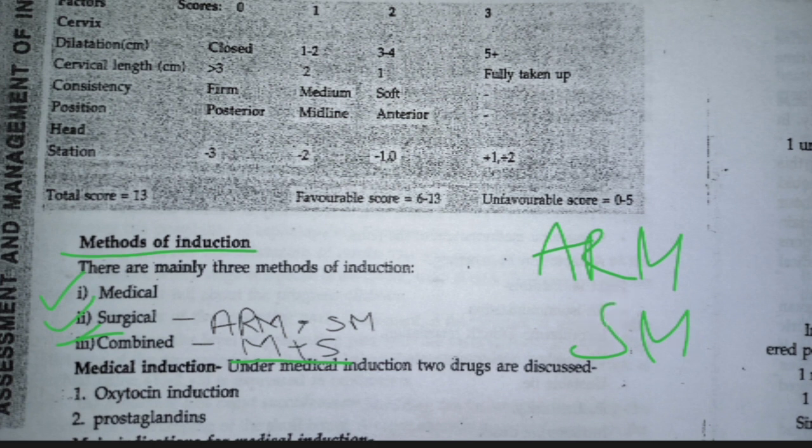Here what happens? The doctor inserts his hand inside the vagina. In a circular motion, he will insert his hand inside the vagina. He goes in and he releases the amniotic fluid. When the amniotic sac is ruptured, amniotic fluid starts to flow, then automatically delivery will get started. This is how the surgical method is performed. And medicine, it is very important. Medical method, we have two types. One is oxytocin induction and the other one is prostaglandin induction.